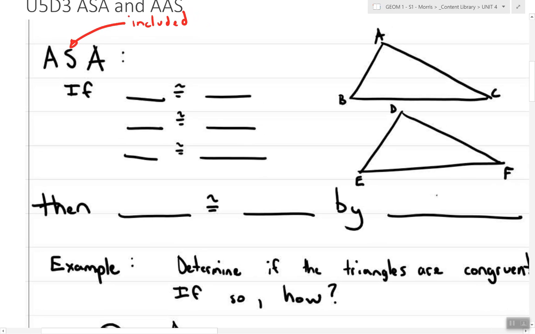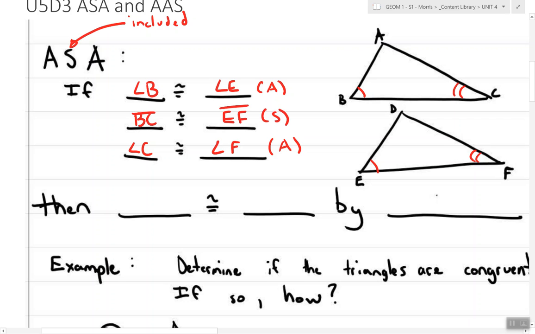So if I'm looking here, I need angle B to be congruent to angle E. And then let's say angle C is congruent to angle F. In order for it to be angle side angle, I need the side to be the side that connects the two congruent angles together. So BC would have to be congruent to EF in this instance. And then I can say that triangle ABC is congruent to triangle DEF, and that would be by angle side angle.